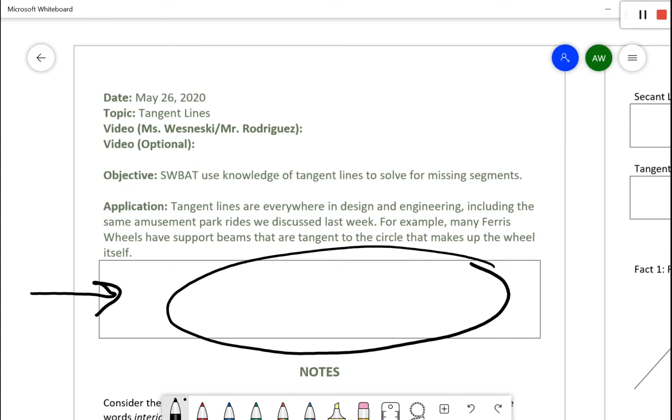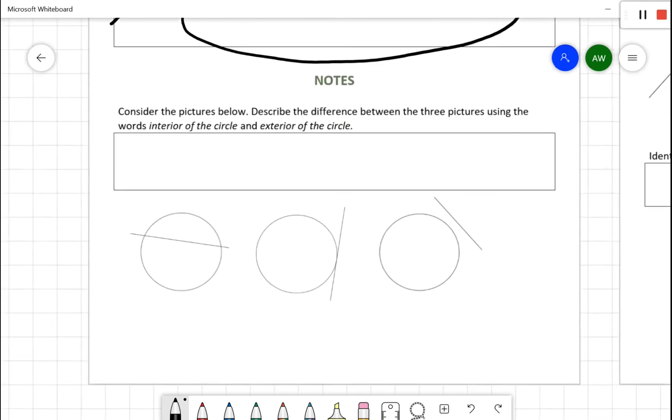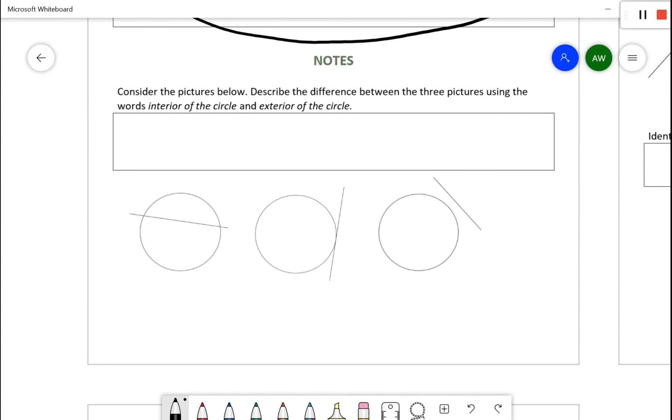All right, so hopefully you have an idea down. Let's move on and look at our notes. So this notes question says, consider the pictures below. And by that, we mean these three pictures here. Describe the difference between the three pictures using the words interior of the circle and exterior of the circle.